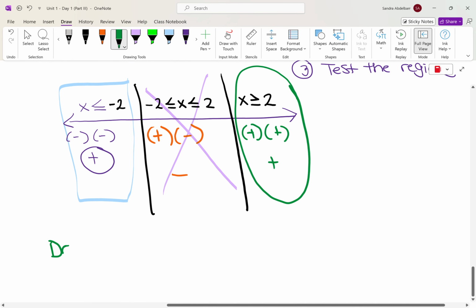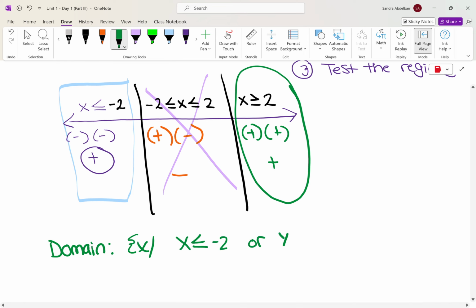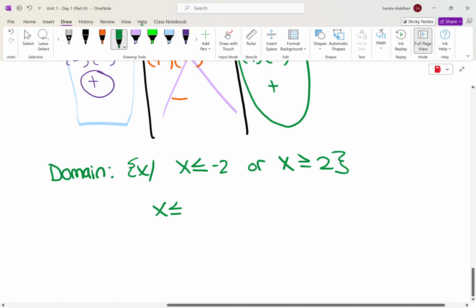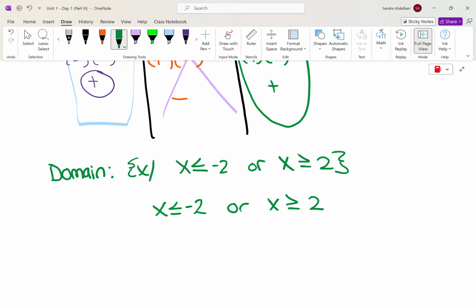So how do we write this? Our domain is going to be x such that x is less than or equal to -2, or x is greater than or equal to 2. I'm not going to insist you write it in the brackets. If you just wrote x is less than or equal to -2 or x is greater than or equal to 2, you're still good.